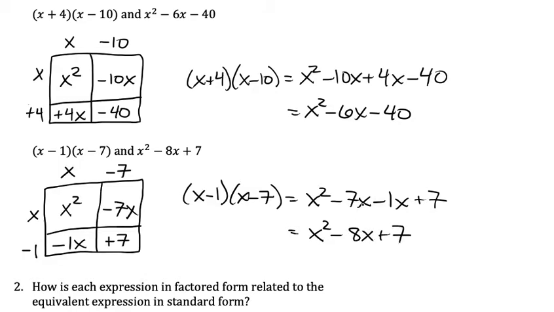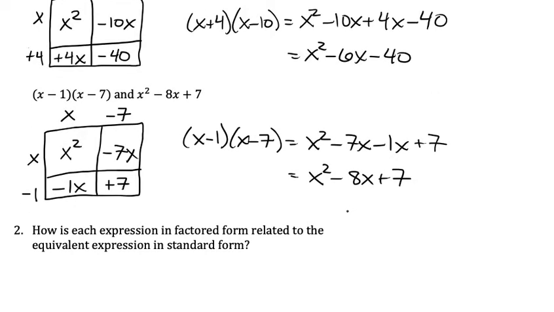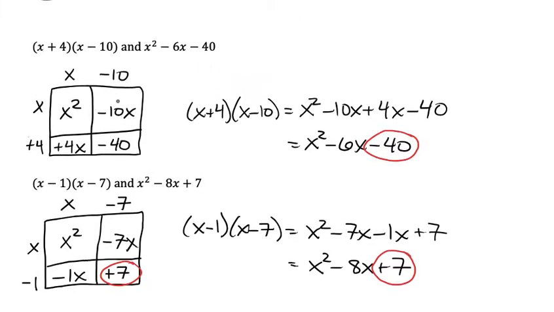So this is review. But the question we're asked is, how is each expression in factored form related to the equivalent expression in standard form? So looking at my standard form expressions here that I get after multiplying it out, we have plus 7 that I get from multiplying the negative 1 and negative 7. And we have negative 40 that comes from multiplying negative 10 and positive 4.